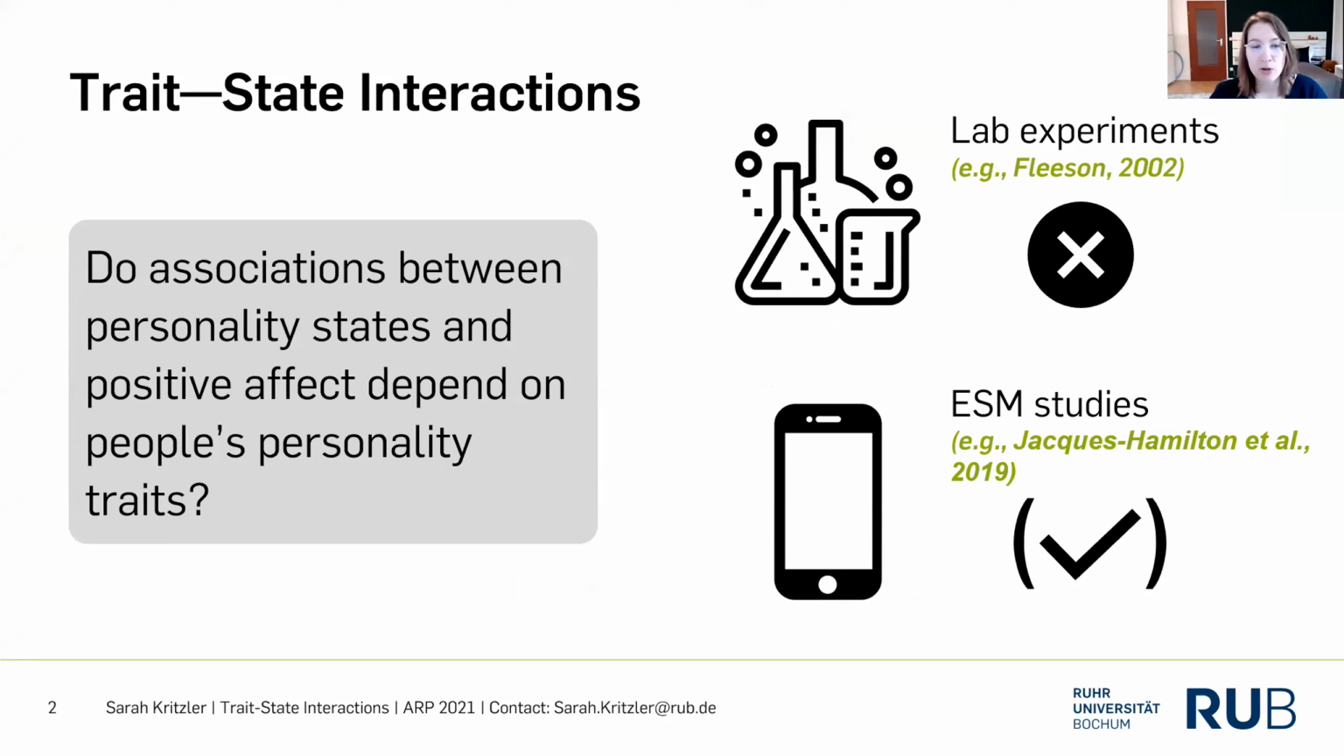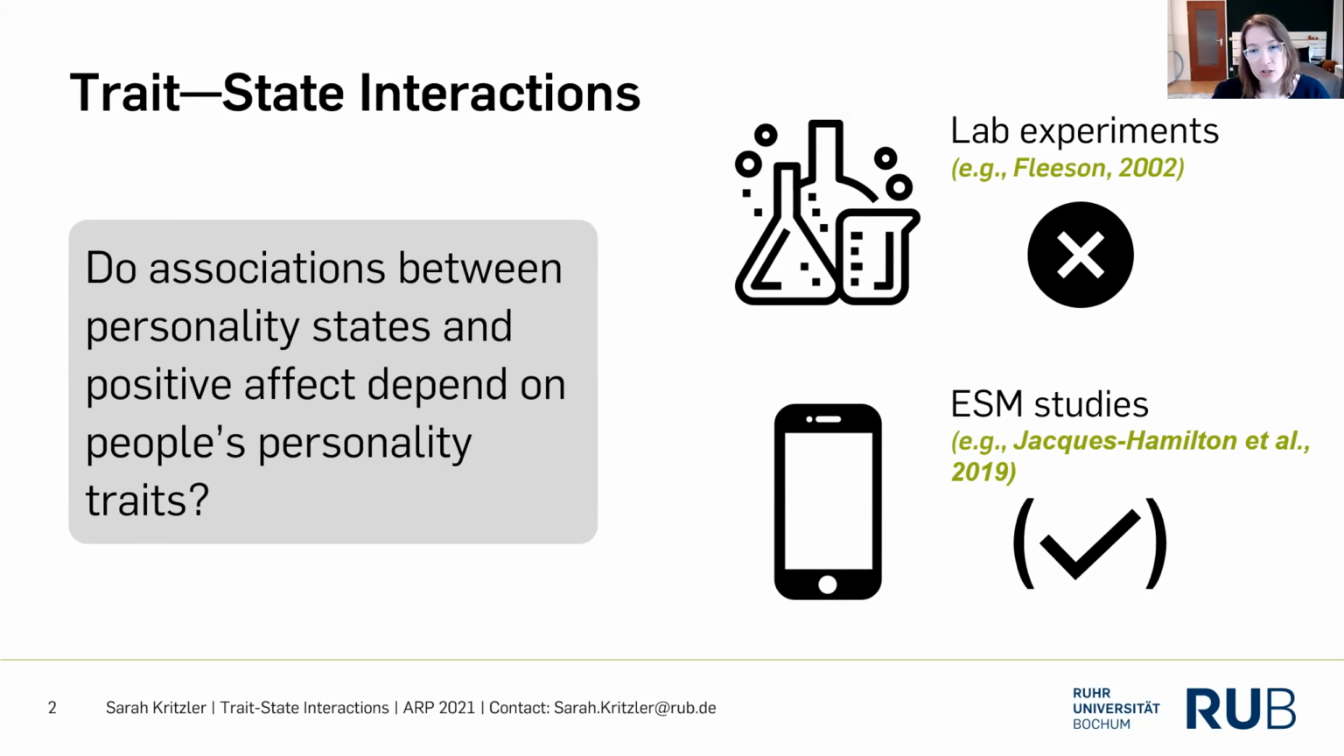This is, for example, often examined in the extroversion domain, where the question then would be, does the association between state extroversion and positive affect depend on people's levels of trait extroversion? A series of lab experiments actually examined this by manipulating state extroversion in a series of group discussions, and they did not find any evidence for trait-state interactions at all. Instead, both rather introverted and rather extroverted persons reported more positive effect when behaving extrovertedly.